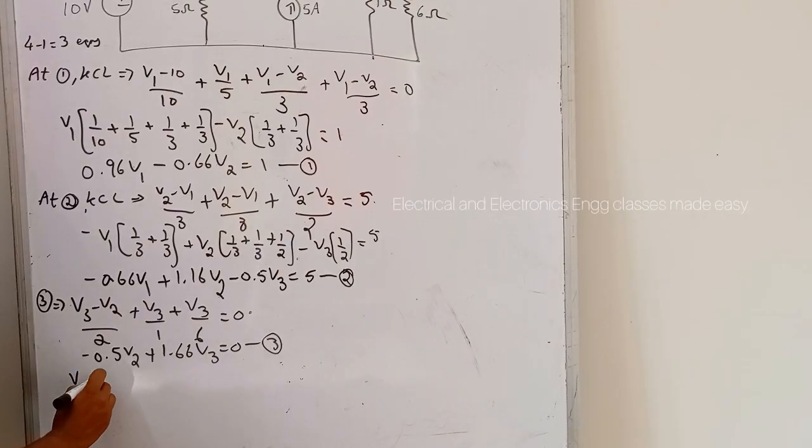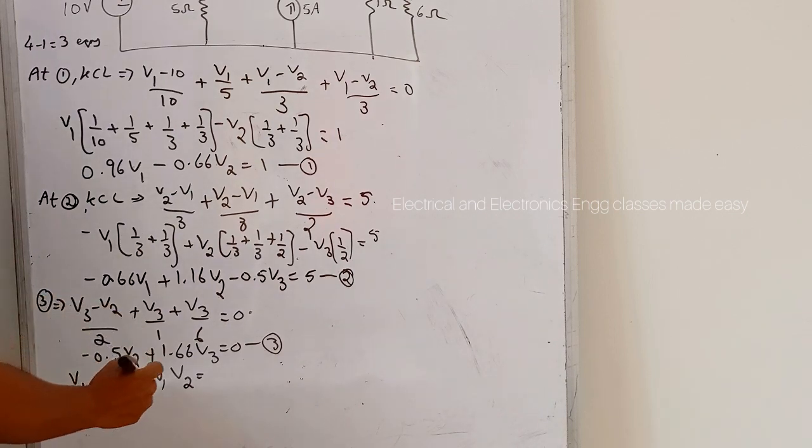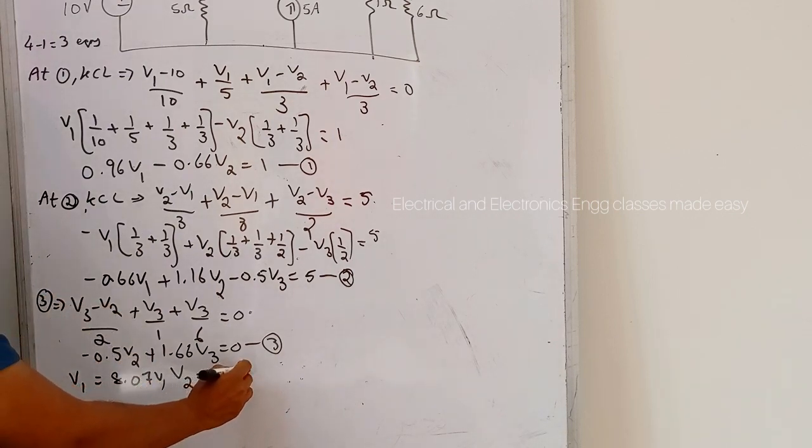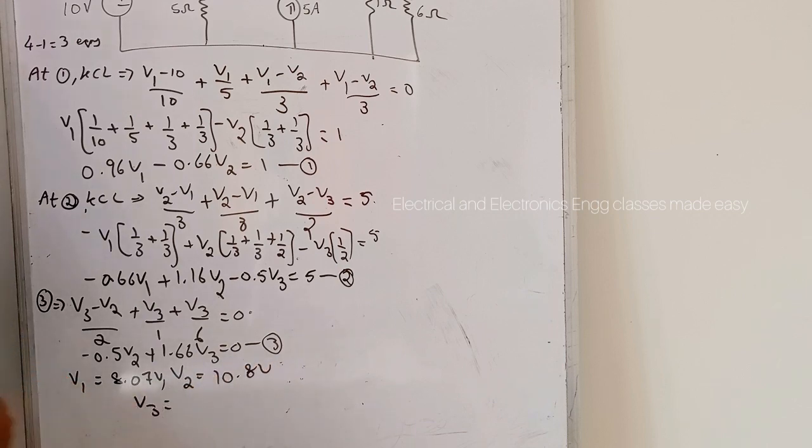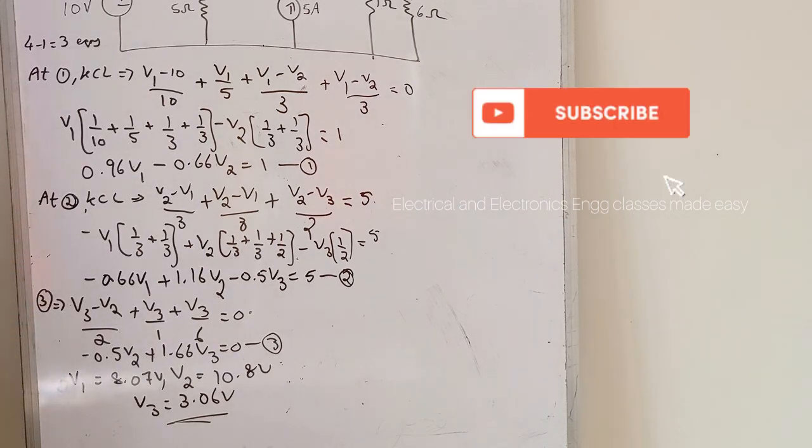So V1 is equal to 8.07 volt, V2 is equal to 10.8 volt, then V3 is equal to 3.06 volt. So in this way we are doing the nodal analysis.